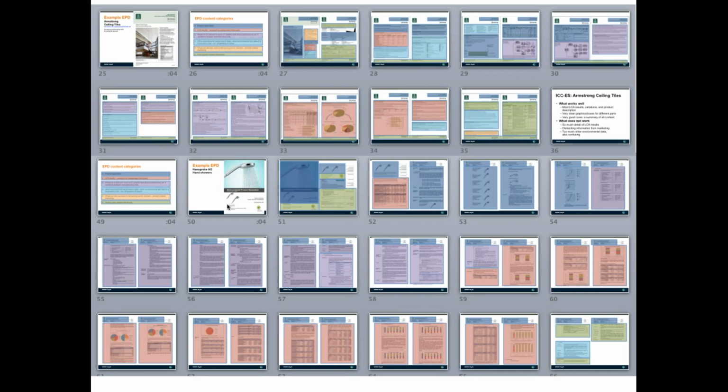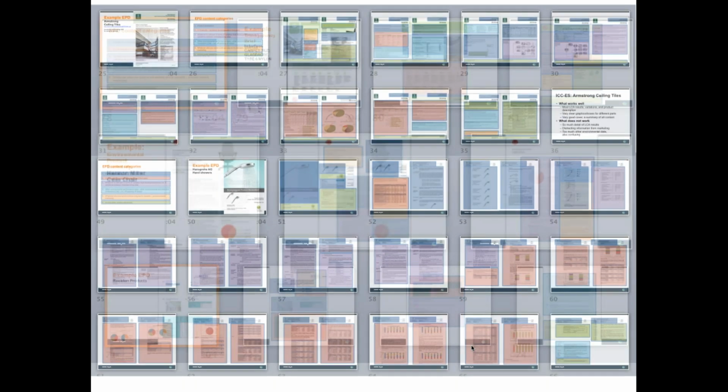This next one was a Hansgrohe hand shower from Germany. It was over 40 pages. Notice no orange, there's a little bit of teal on the very last page, and tons of LCA results, just page after page of tabular data.